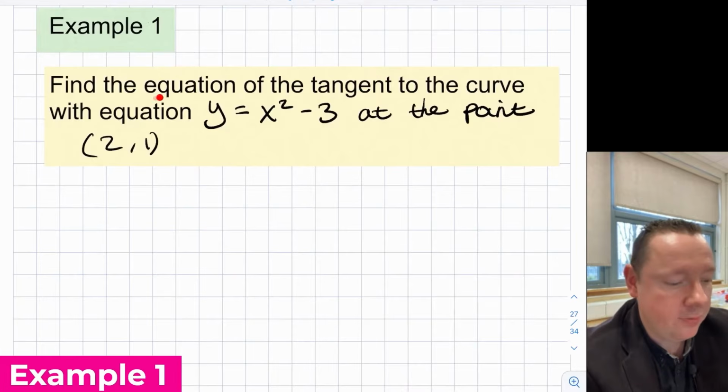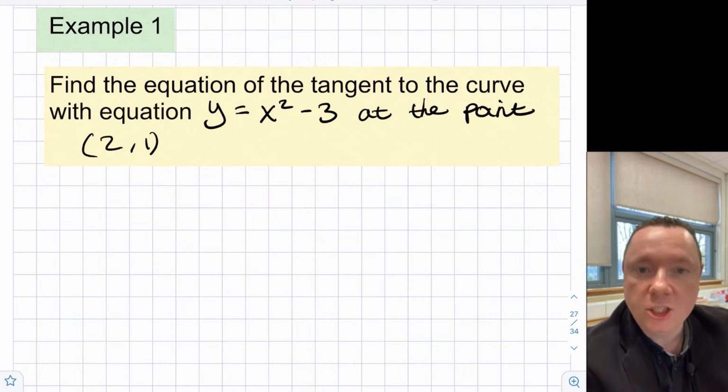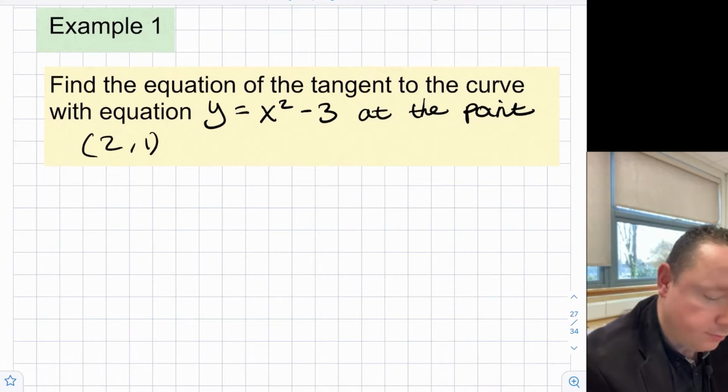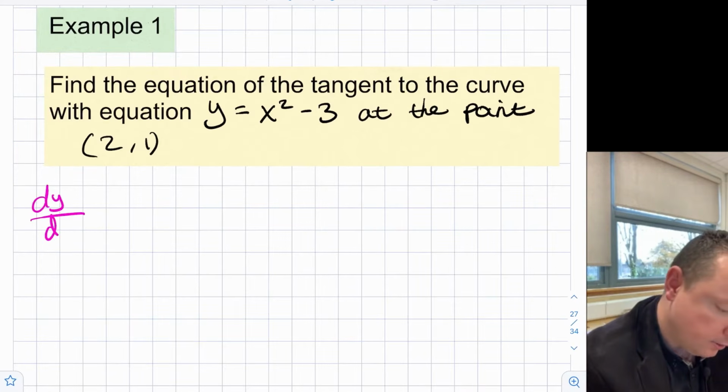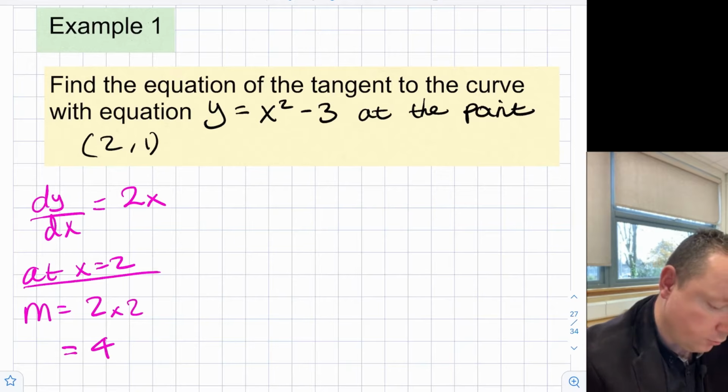So example 1 says, find the equation of the tangent to the curve with equation y equals x squared minus 3 at the point 2, 1. So our first step is to differentiate this function to find the equation for the gradient. So dy by dx is just equal to 2x. So at x equal to 2, our gradient equals 2 times 2, which is 4.